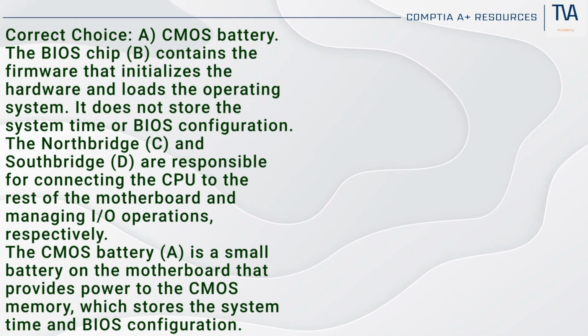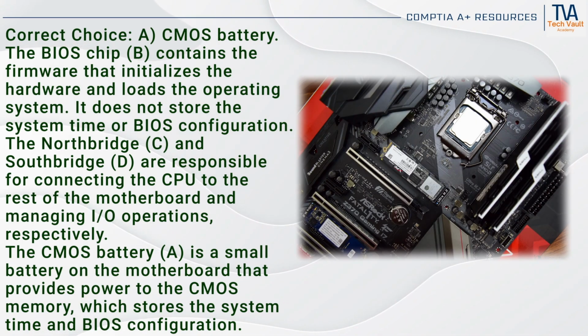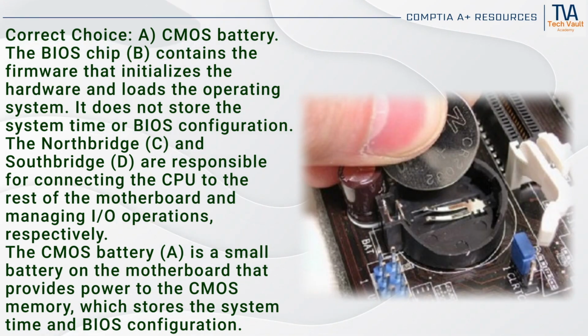Correct choice, A. CMOS battery. The BIOS chip, B, contains the firmware that initializes the hardware and loads the operating system. It does not store the system time or BIOS configuration. The North bridge, C, and South bridge, D, are responsible for connecting the CPU to the rest of the motherboard and managing I/O operations, respectively. The CMOS battery, A, is a small battery on the motherboard that provides power to the CMOS memory, which stores the system time and BIOS configuration.